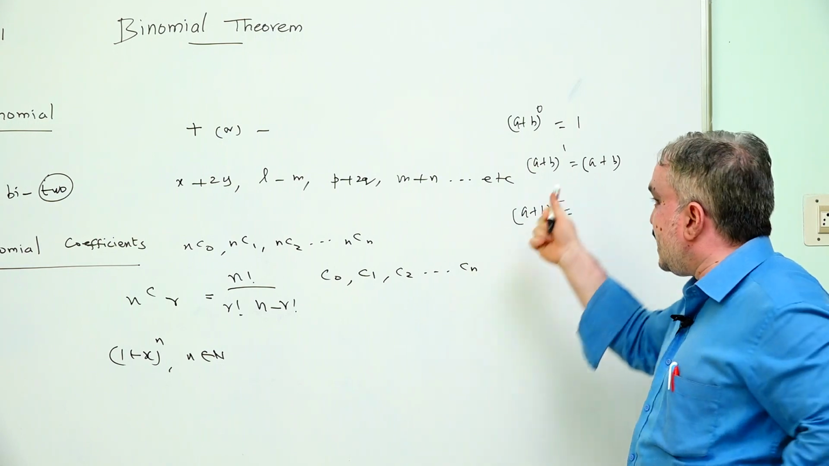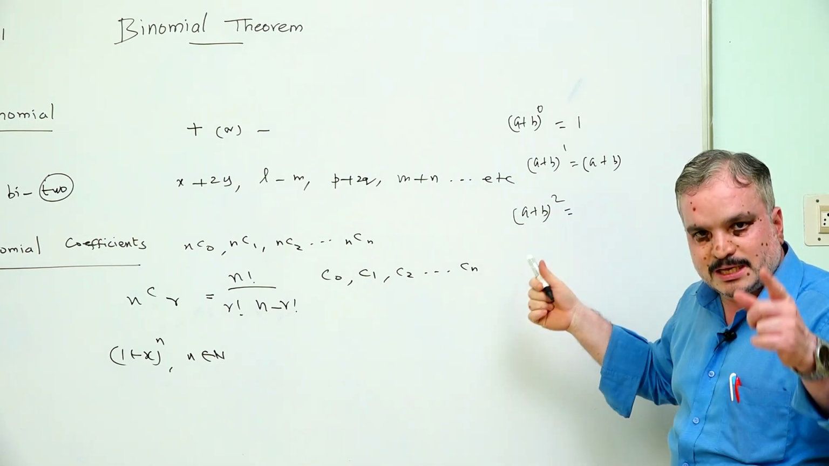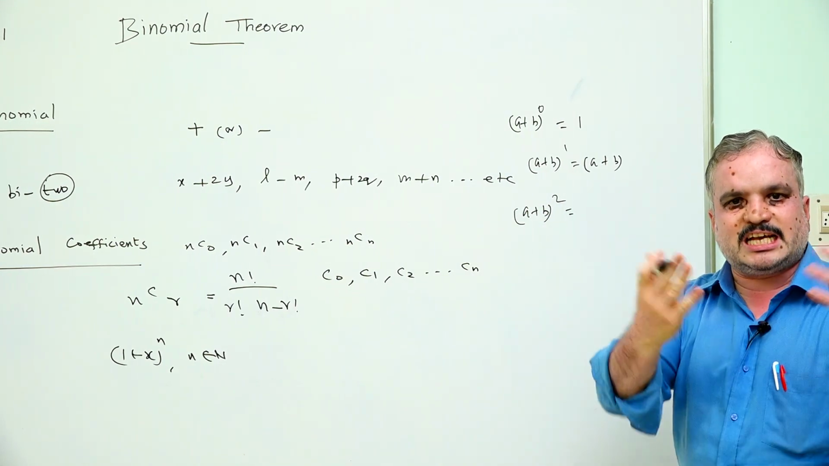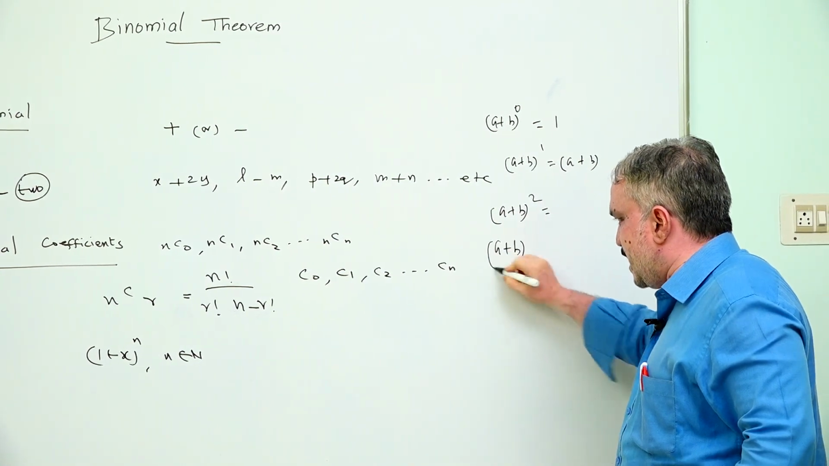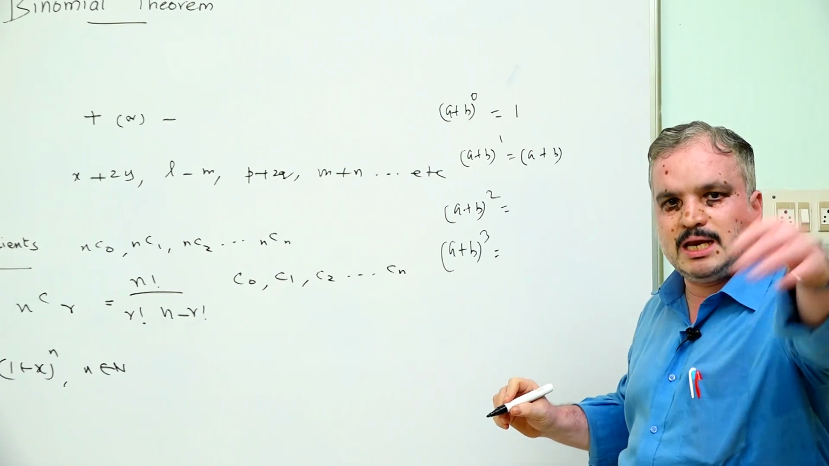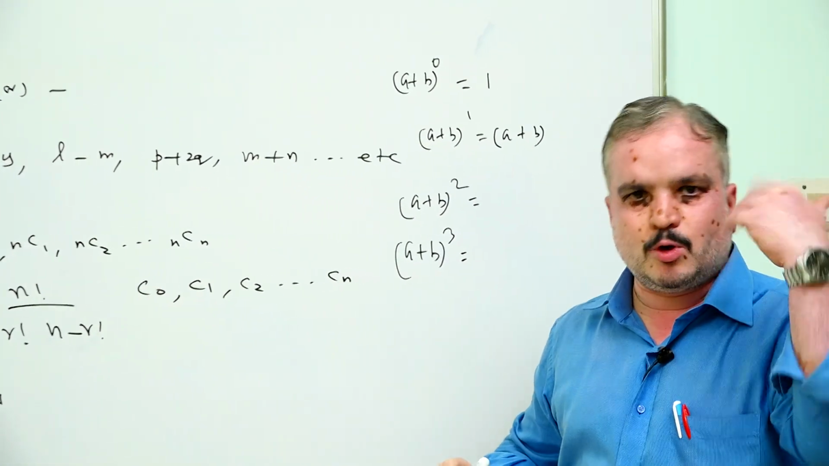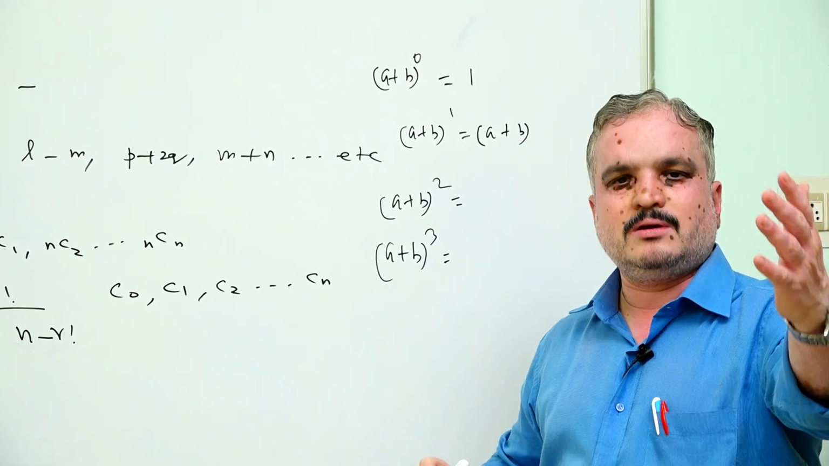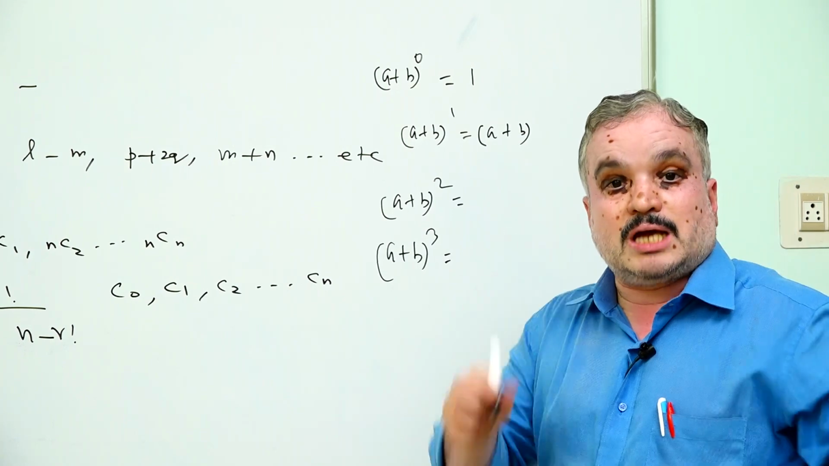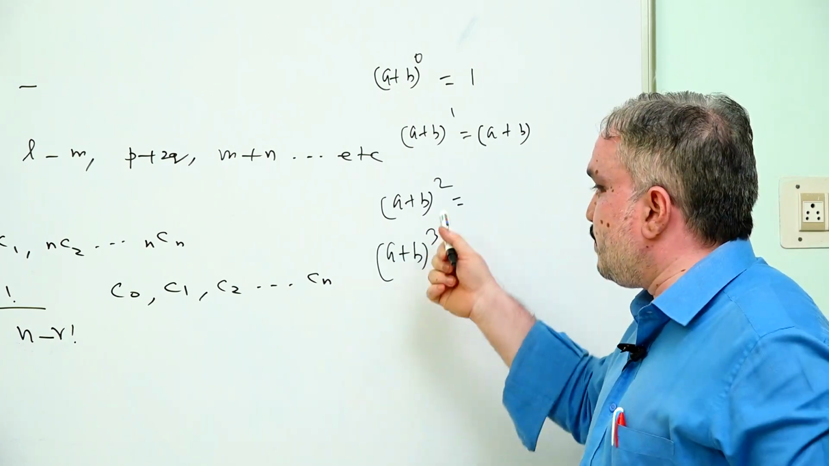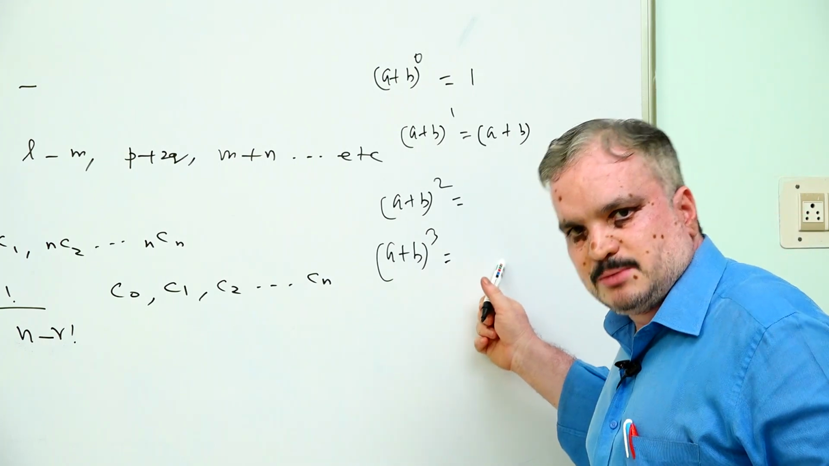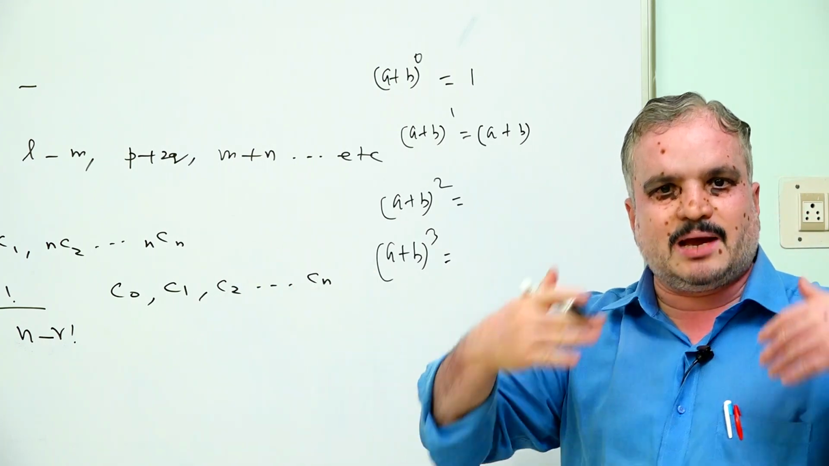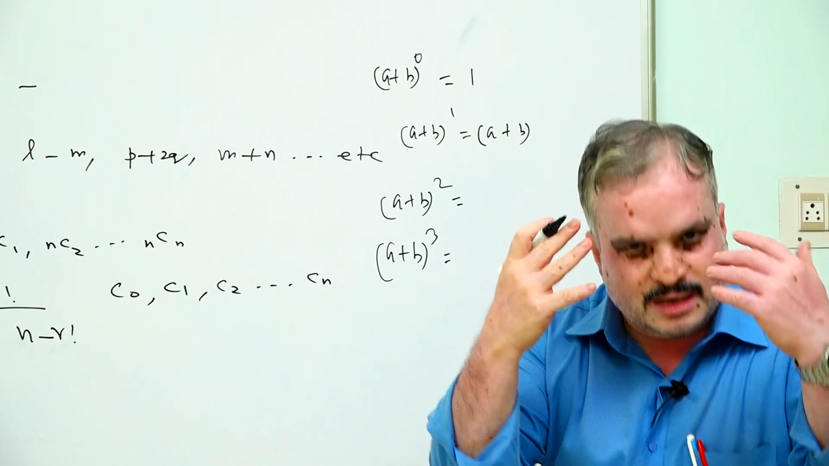Someone may think, sir, we write a plus b whole square as a plus b into a plus b, multiply, and we get the expansion. Suppose I ask a plus b whole cube, similarly you know the a plus b whole cube formula. Some students think we write a plus b into a plus b into a plus b, multiply, and we get the a plus b whole power 3 expansion. Very good.